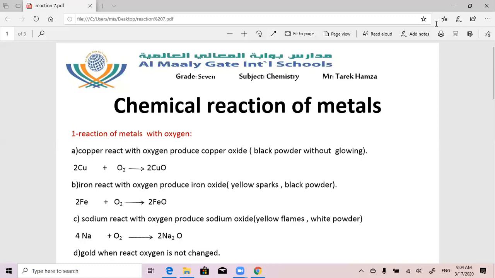This reaction produces element oxide. Do you understand the meaning of oxidation? Oxidation means the reaction of an element with oxygen to produce an element oxide.